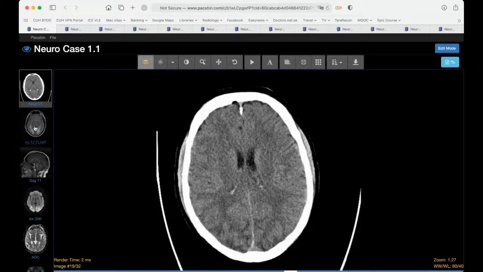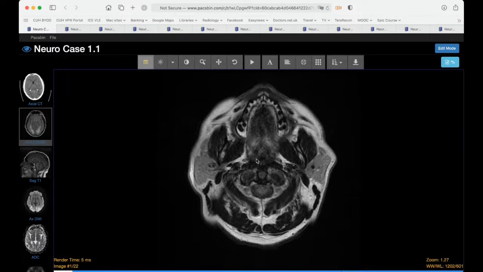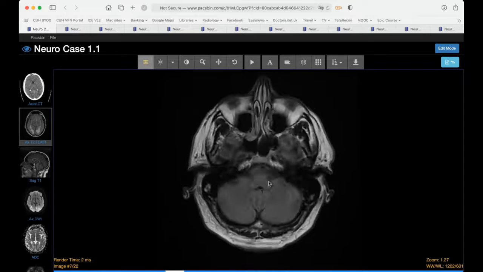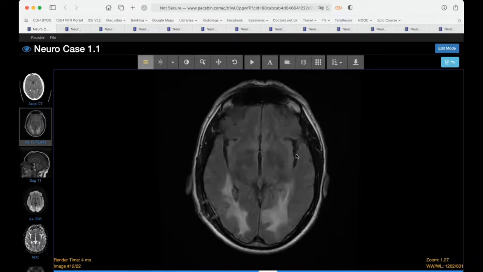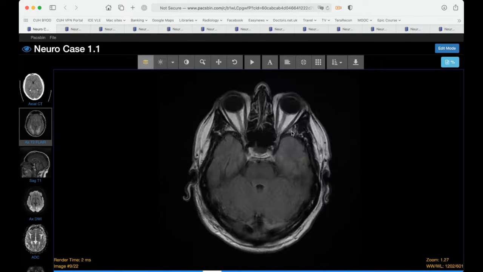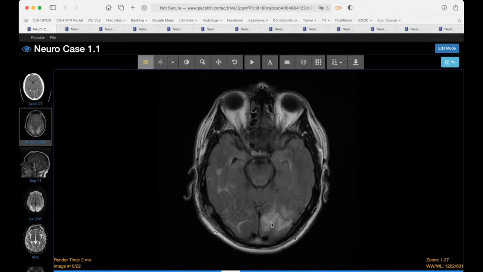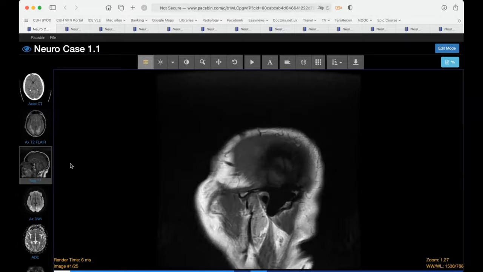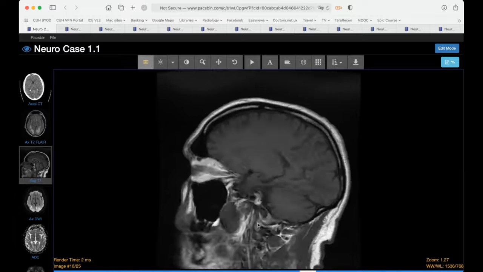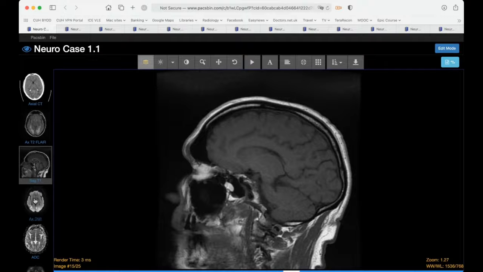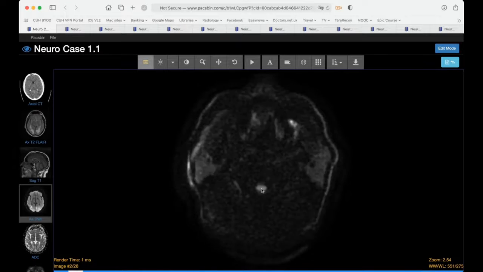If you head over to the MR, which is done later, on the axial FLAIR, this is our T2 weighted sequence with suppression of CSF. You can clearly see the signal in the posterior part of the brain. Again, mostly subcortical, but maybe down here in the occipital lobe, there's some cortical involvement. The T1 doesn't reveal much more, but certainly no hyperintensities.